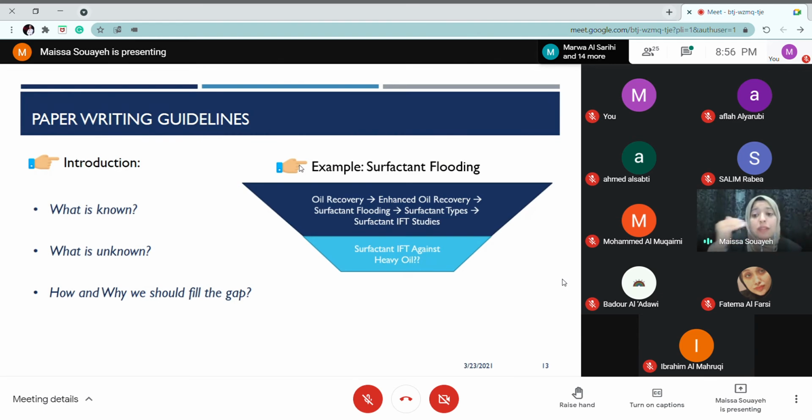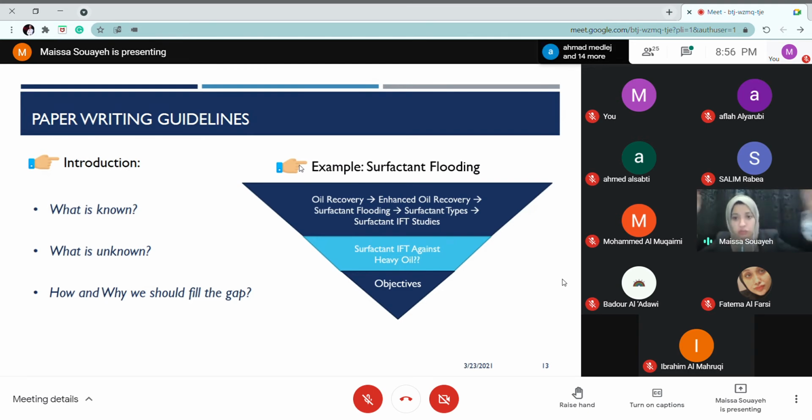So I need to fill the gap between what is published and what needs to be done to reach the full picture. I need to do work on heavy oil, on surfactant using heavy oil. This will lead me to my objective. So the objective of my work is to study the effect of concentration. I will select concentration on IFT, surfactant IFT against heavy oil. And this is how to write an introduction.